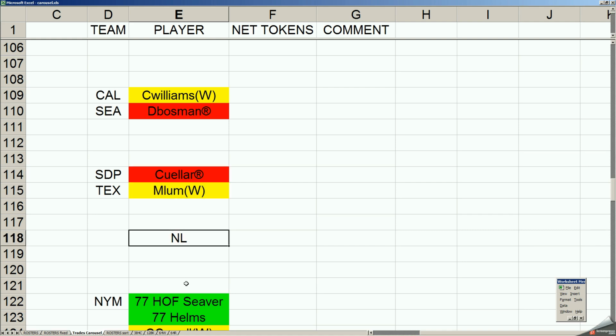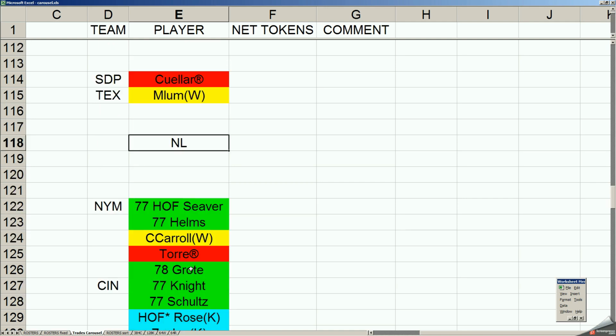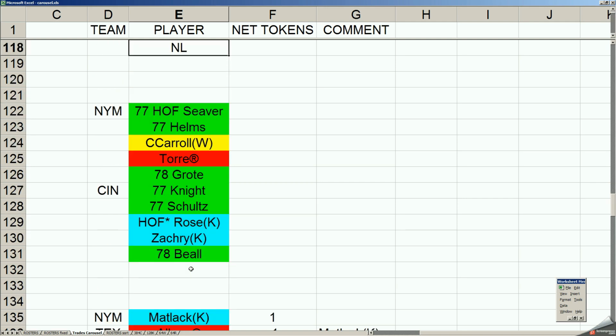Let's go to the National League, and we're going to go straight to the big one. The big one I've been talking about, involving 2 Hall of Famers. And here it is. It's a big one to process here. A 5-for-5 deal between the Mets and the Cincinnati Reds involving Hall of Famer Tom Seaver, his 1977 card, which is actually for the Cincinnati Reds anyway, so he should have been on the Reds already, but he wasn't.